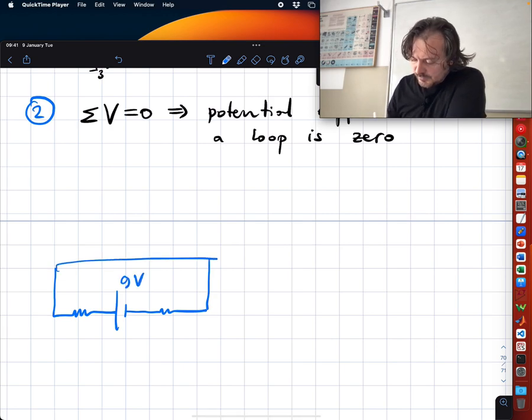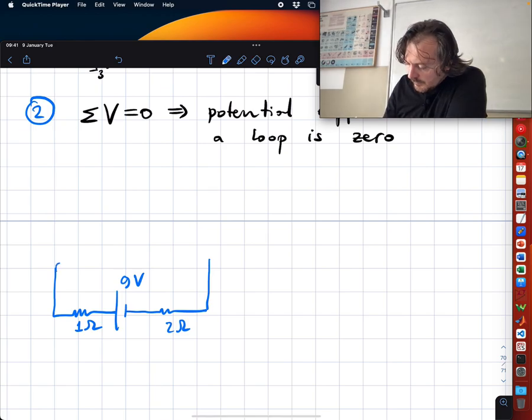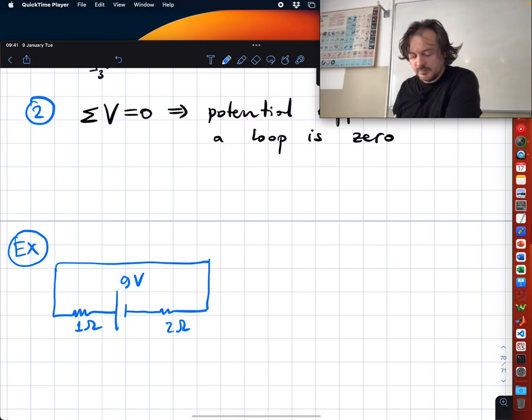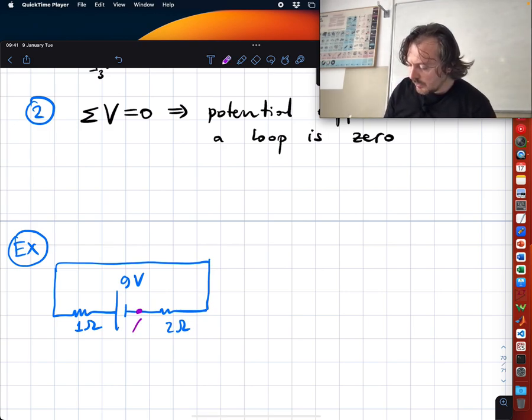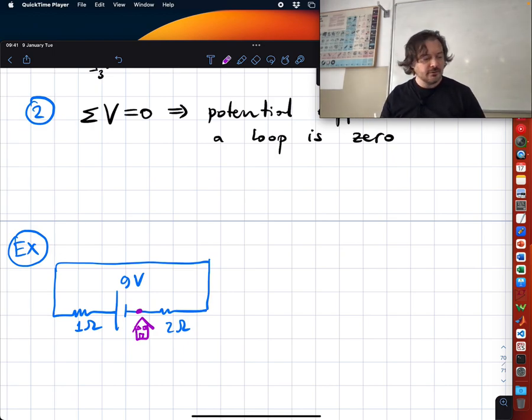9 volts over here. 1 ohm, 2 ohms. Here is how I apply the second rule of Kirchhoff's, the second Kirchhoff's law. I usually start with a home, which is right at the bottom of the battery. That's my personal choice. You can start wherever you want.